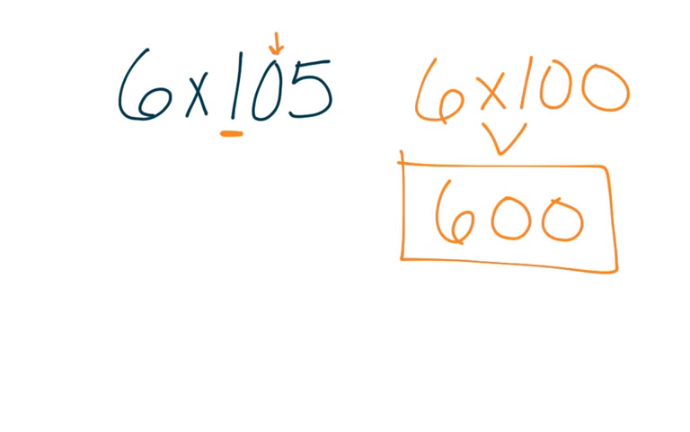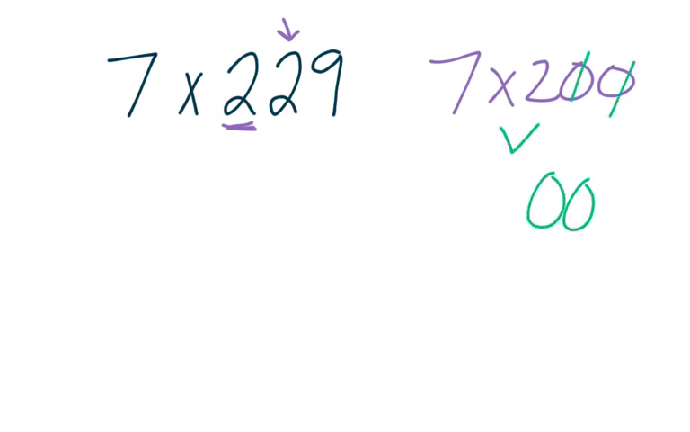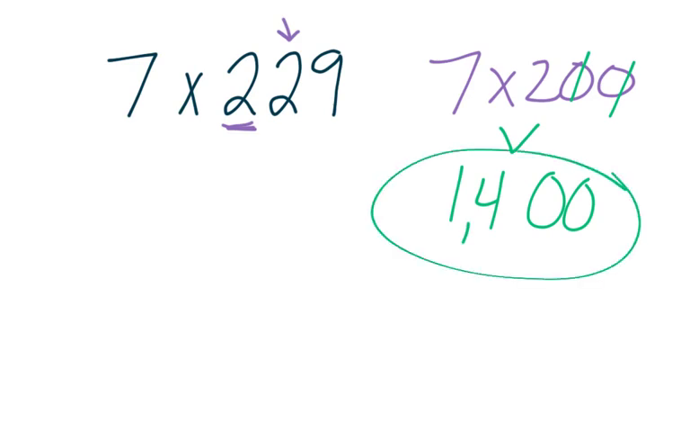All right, give this next one a try. We have 7 times 228. Estimate the product. What would your estimate be? For this one, I would round to my hundreds place. Its neighbor is a 2, so this would round to 200. 7 times 200, I'd bring down those 2 zeros. And then I have 7 times 2, which is 14. My estimated product is 1,400.